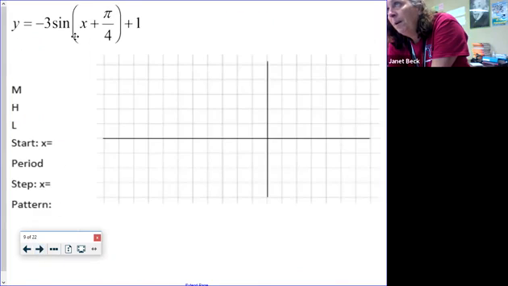Let's find something that's more interesting. That again is a bit boring. I'm looking for one where we've got a B, something more important to graph. This is the order you graph it though. Midline, high, low, where your start is, what your period is, what your step is. Then you look at the pattern. You can either do the pattern here or mention the pattern up here. It doesn't really matter.